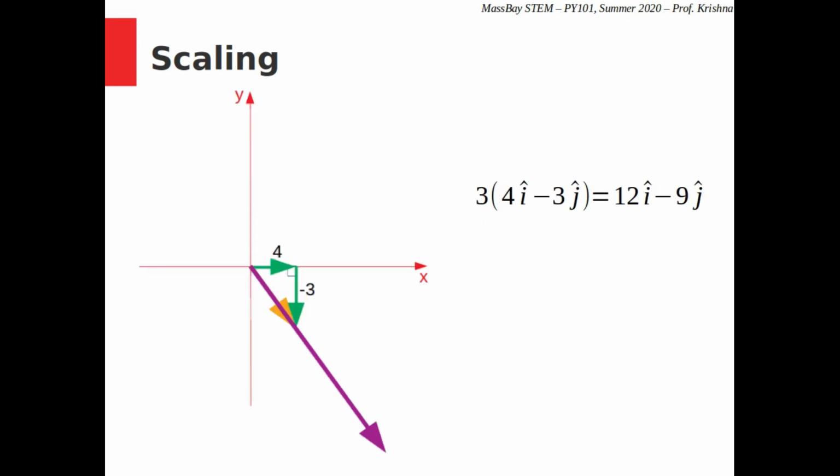What if you had to scale a vector in Cartesian? Take this vector, 4 i hat minus 3 j hat. In Cartesian, we multiply both the x component and the y component by the scale factor in order to get the required result. So we would multiply the 3 by both coordinates to yield 12 i hat minus 9 j hat.